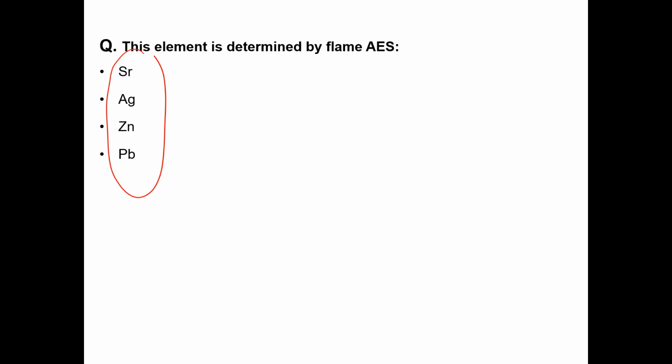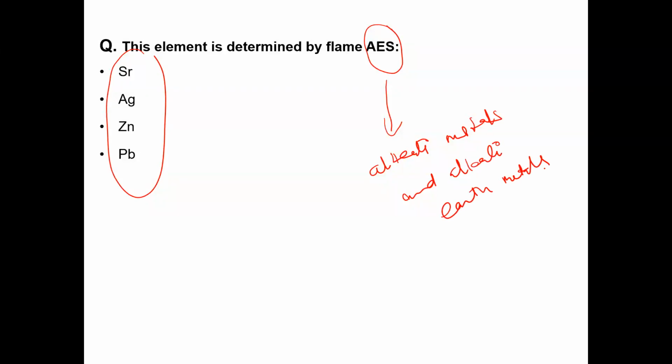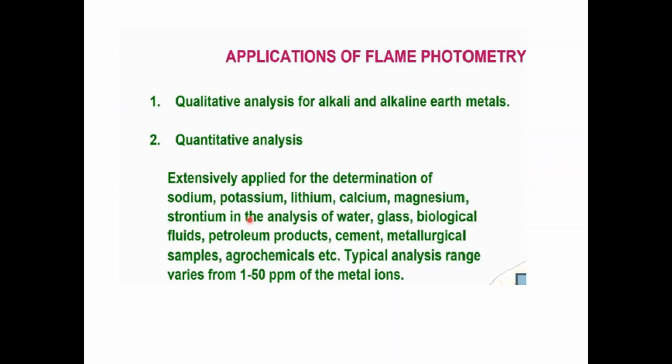So in the introduction section, I think you have read about atomic emission spectroscopy. It can efficiently determine the alkali metals and alkaline earth metals, right? So now your work is very easy. You have to basically select which is the alkali or alkaline earth metal among these. So these are general applications of flame photometry.